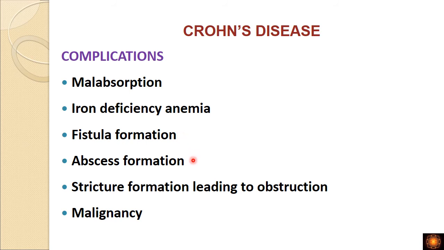There can be abscess formation on the surface of the gut which is involved, and the healing fissures can form strictures. These strictures can cause obstruction, and later on in chronic cases these ulcers can lead to malignancies. Very rarely does Crohn's disease lead to malignancy, but it can. It can produce adenocarcinomas and also lymphomas.